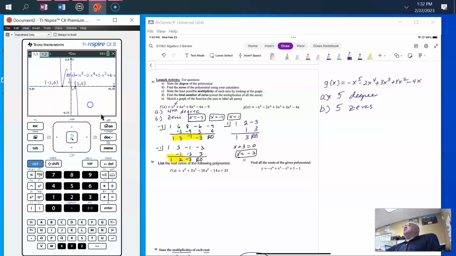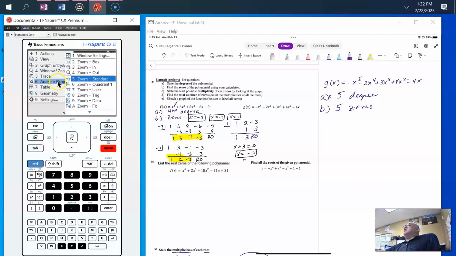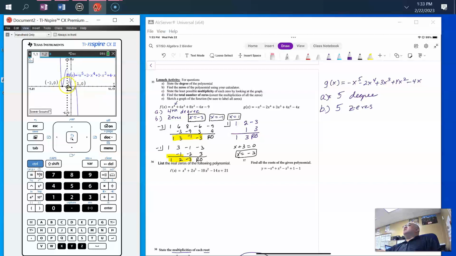I'm going to go to the menu, analyze graph, and I'm going to look for the zeros. And so here are my zeros. I have negative 2, 0, 1, 0, and I'm going to list them. So I have x equals negative 2, x equals 0, x equals 1. So I'm missing 3 zeros.